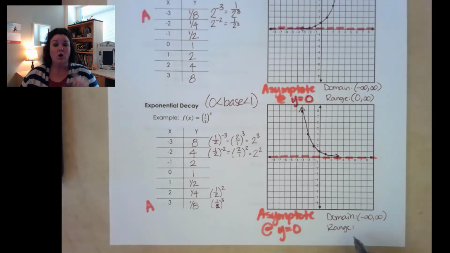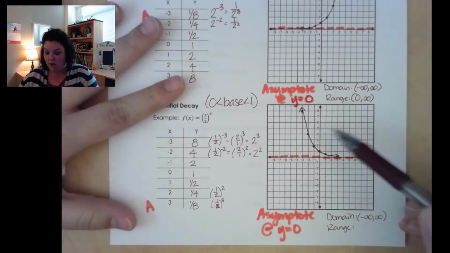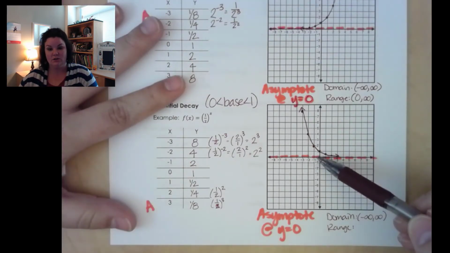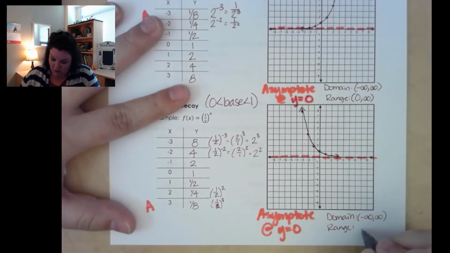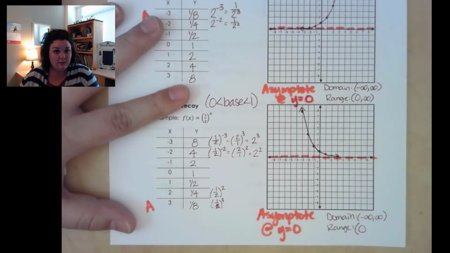However, our range will always have a restriction because we're always going to have that horizontal asymptote, which means that the lowest that this graph is going to be able to go here is 0, not included, because there's an asymptote there, and then anything bigger than 0.